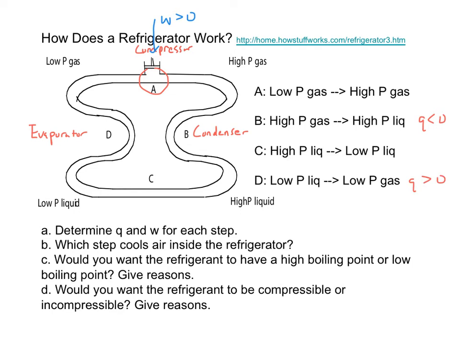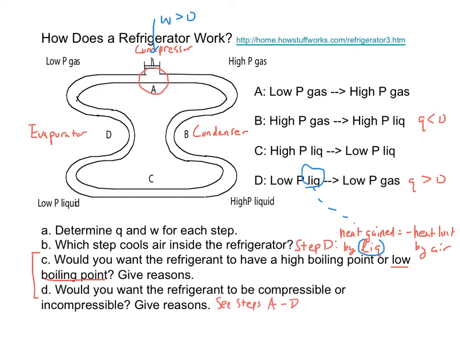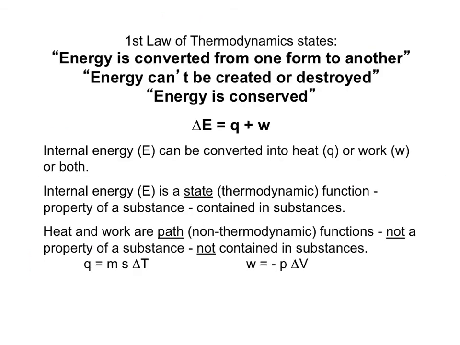When the liquid gains heat, what loses heat? Stop the video and answer that question and these questions. And the answers are, the refrigerant should have a low boiling point to cool the air inside the fridge. And the refrigerant should be compressible because, in an earlier video, we compared a rock and gold cup in a parking lot on a hot day.